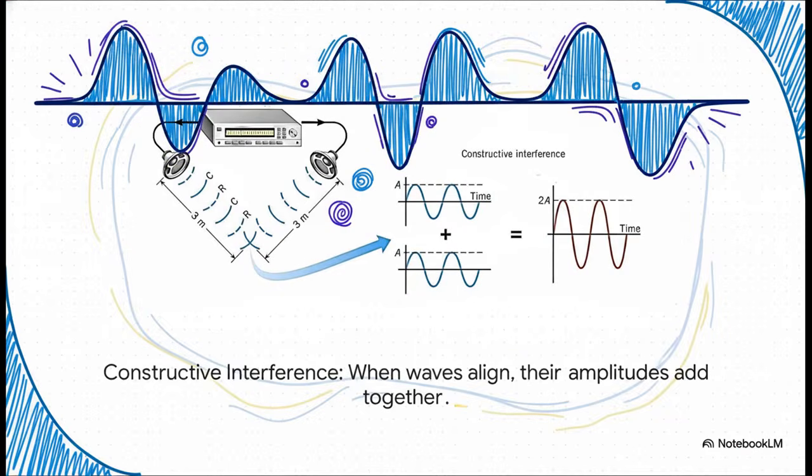So, if two waves meet and they're perfectly in sync, crest meets crest, trough meets trough, they add up. Their amplitudes combine, and for a moment you get one bigger, more powerful wave. We call this constructive interference. They're literally building each other up.